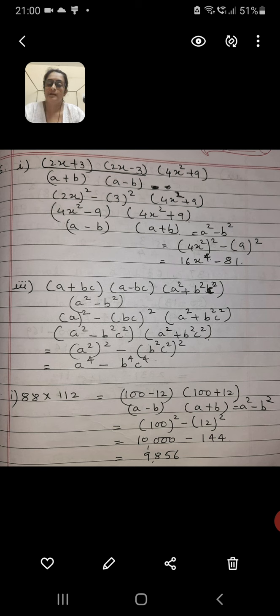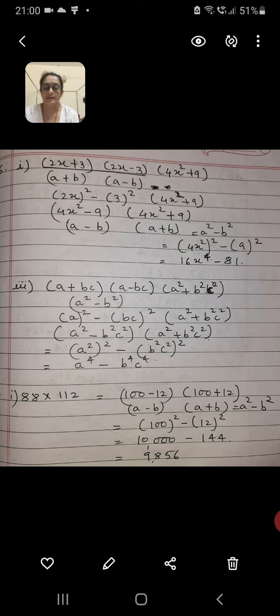Now we are going to multiply some numbers using the same identities. Now 88 into 112. Now split 88. If you split 88, you will get 100 minus 12, and 112 is 100 plus 12. So here 100 we are going to consider as a and 12 we are going to consider as b. So 100 minus 12 is a minus b, 100 plus 12 is a plus b.